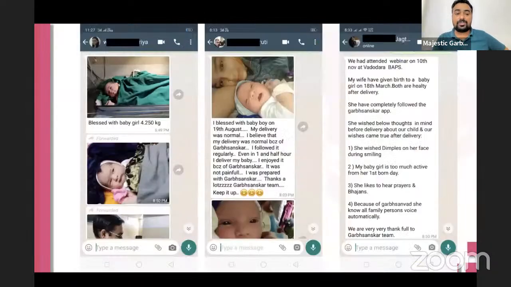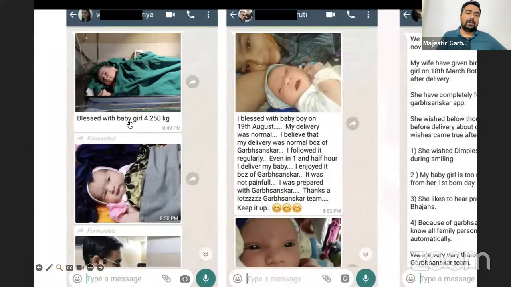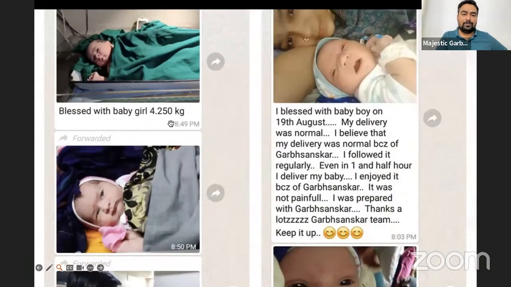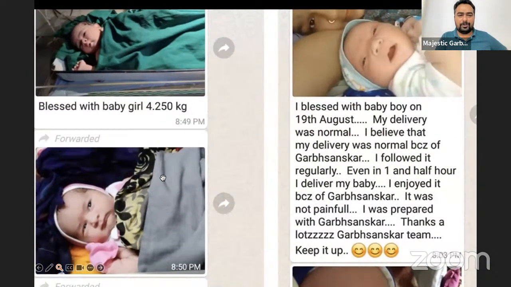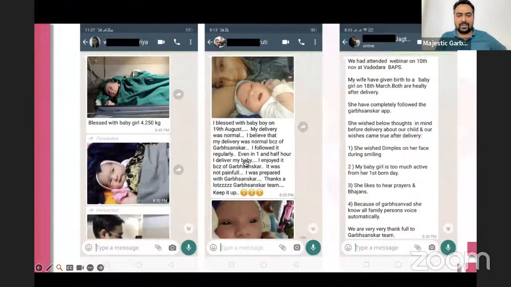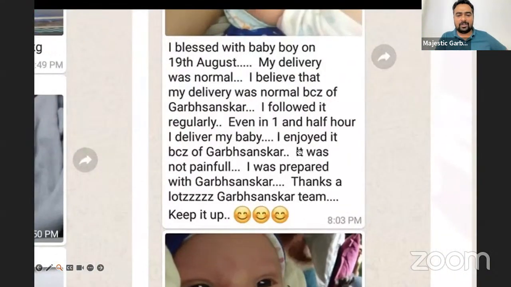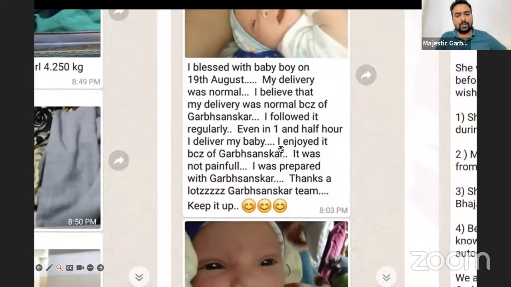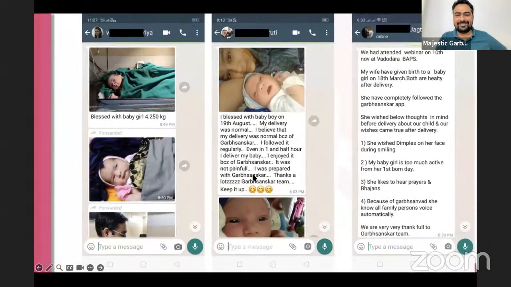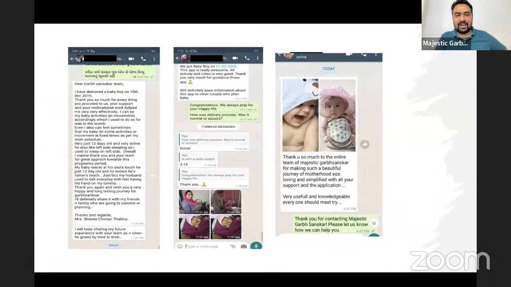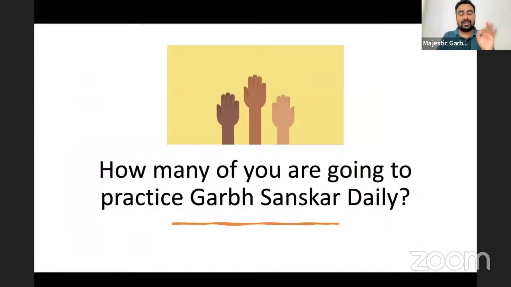I have got hundreds of such examples. For example, a baby girl of 4.250 kg. Can you imagine a 4.250 kg baby girl? Over here, the mother is saying 1.5 hours she delivered the baby in a normal manner and she enjoyed it, no pain. And hundreds and thousands of such examples I have, which show that if mothers are consistently following the 12 activities as I suggested, they would also have such a miracle in their womb, in their home.